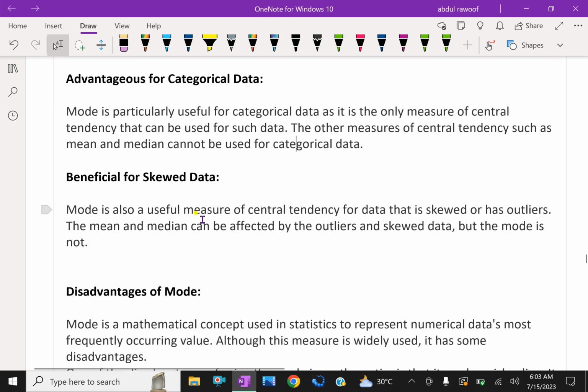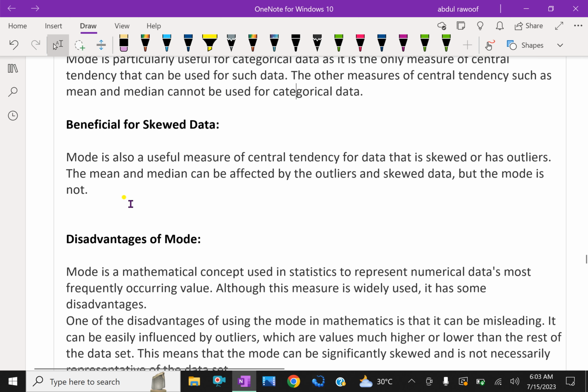Beneficial for skewed data. Mode is also a useful measure of central tendency for data that is skewed or has outliers. The mean and median can be affected by the outliers and skewed data, but mode is not affected by skewed data.